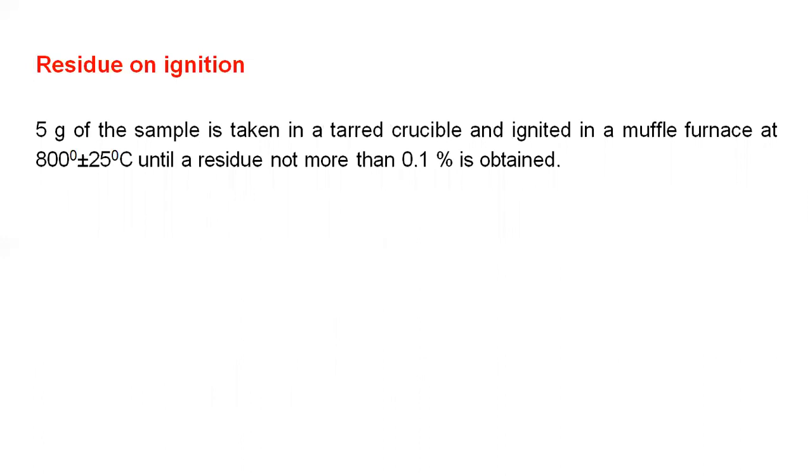Residue on ignition. 5 gram of the sample is taken in a tarred crucible and ignited in a muffle furnace at 800 degrees plus minus 25 degrees Celsius until a residue not more than 0.1% is obtained.